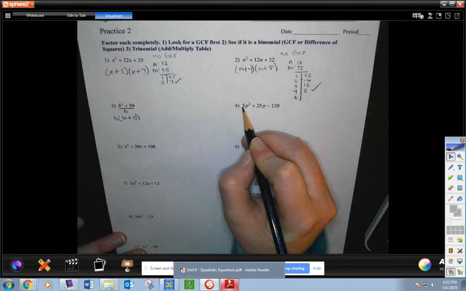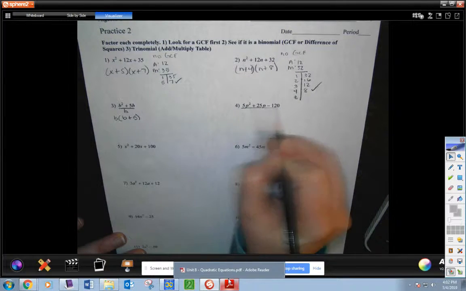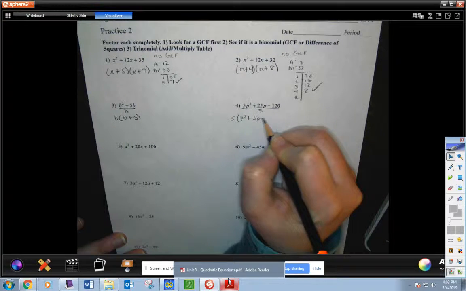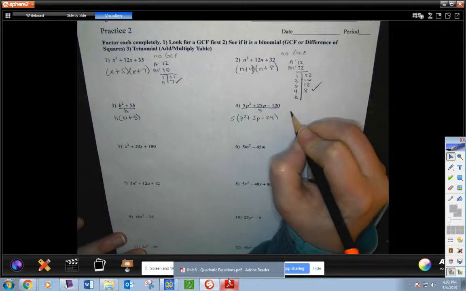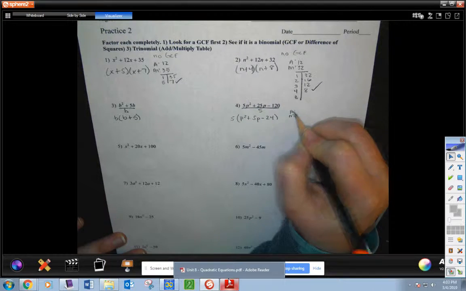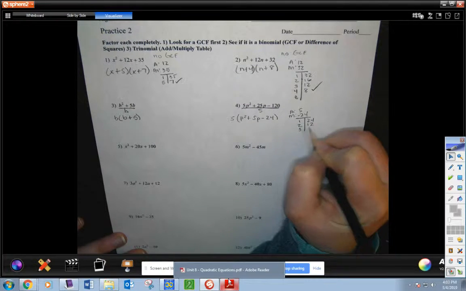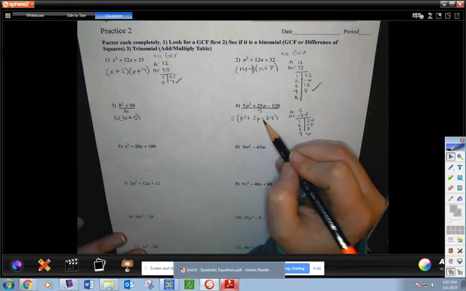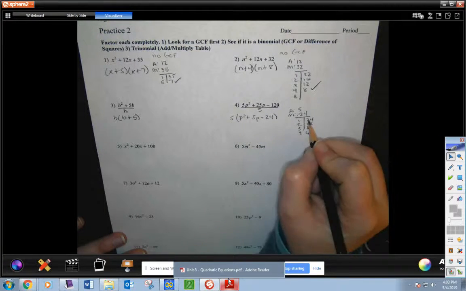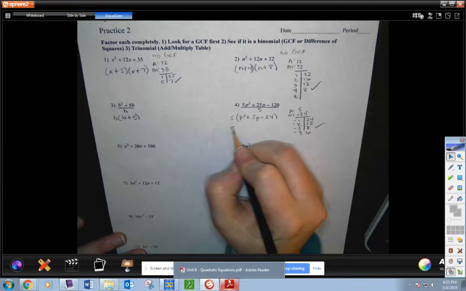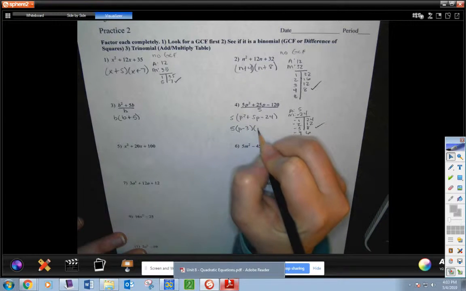Okay, for number 4, first thing I do is look for a GCF. My smallest number is 5, and they don't all share a letter, but they are all divisible by 5. So I am going to get, excuse me, p squared plus 5p minus 24. Okay, now I go to my add and my multiply table. I must add to 5 and multiply to negative 24. Okay, minus in the back tells me signs are opposite and that the big number is positive, so I'm going to make all the small numbers negative. And then negative 3 and 8 are what gets me to 5. So I keep my GCF, and I'm going to do p minus 3, and I'm going to do p plus 8.